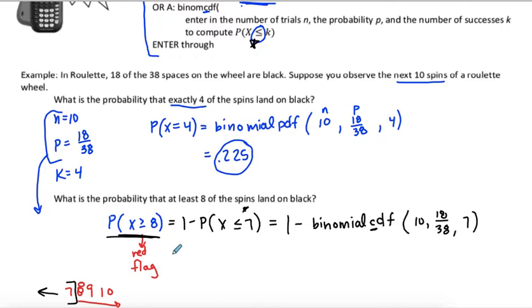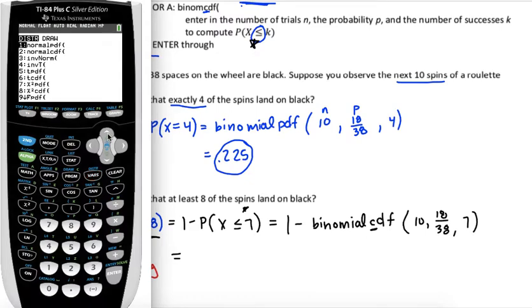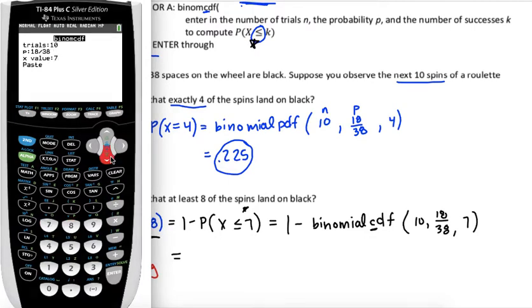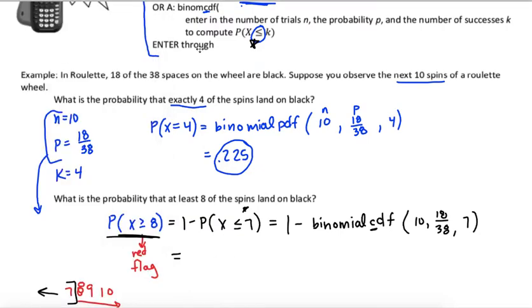All right, so when we look at this, now we're going to get 1 minus, and I'll put this in my calculator. 1 minus, and now I have binomial. I'm just going to scroll up from the bottom to get CDF because I want a cumulative probability. We still have our 10 trials. We still have our probability of 18 out of 38. And we're looking for 7 or less. And when we get this, there is a 0.038 probability of at least 8 of the spins landing on black.